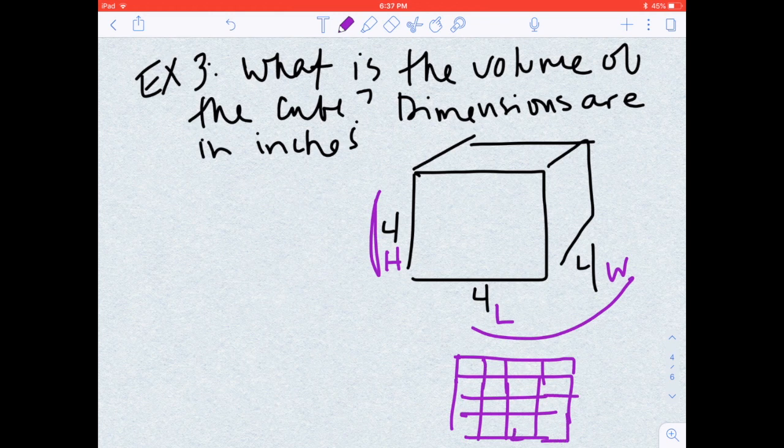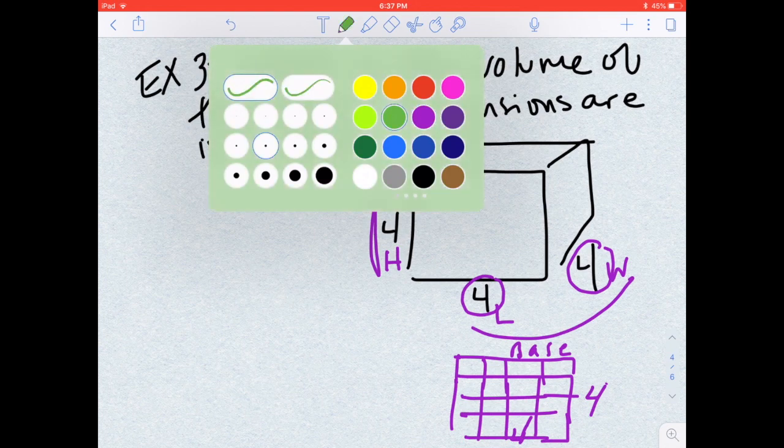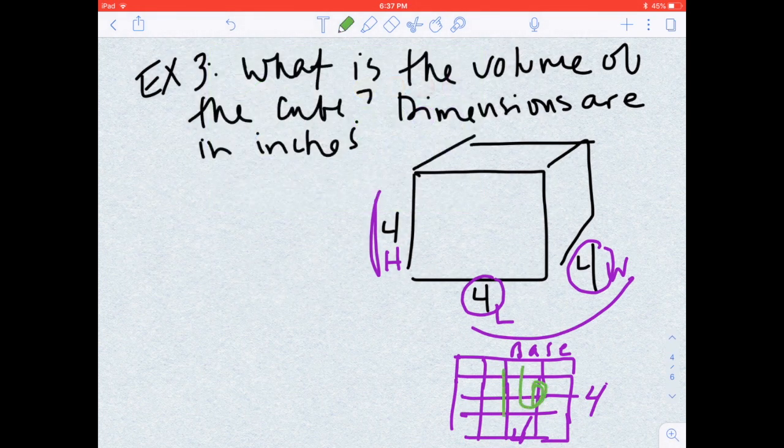I have 4 cubes that way, and I have 4 cubes that way. So my base would look like this. That's this 4 and that 4. So my base would be 16. But I still need to have 4 rows of that base of cubes. 1, 2, 3, 4. So think of this as 16 here, 16 here, 16 here, 16 here. So I would multiply 16 times 4.